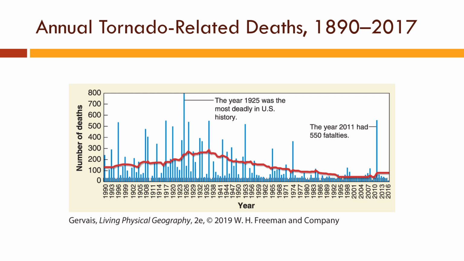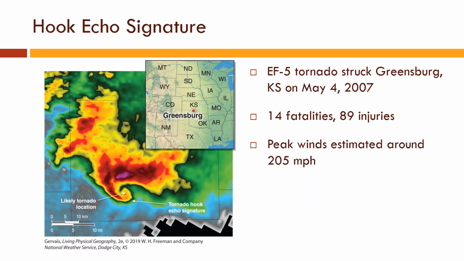The year 1925 stands out as the most deadly in U.S. history. That year had the single deadliest tornado in U.S. history, the Tri-State tornado, which killed nearly 700 people. Our death tolls and injuries are so much lower now that they have implemented these tornado warning alerts. And Doppler radar is primarily to thank for their ability to alert people to it.